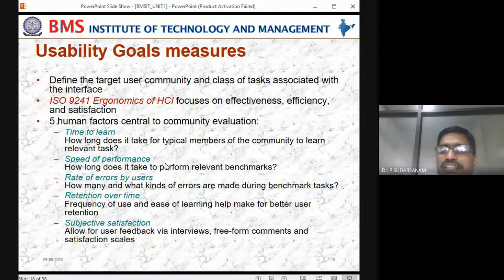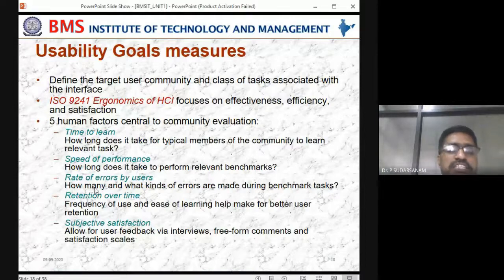In the first unit, almost the same example will come again, only repetition. Time to learn is how long it takes typical members of the community to learn the relevant task. Whenever you get a new project, there is time to learn the new technology or new tools, whatever it may be. Speed of performance is how long it takes to perform the relevant benchmarks. Once given the deadlines, you have to meet them.